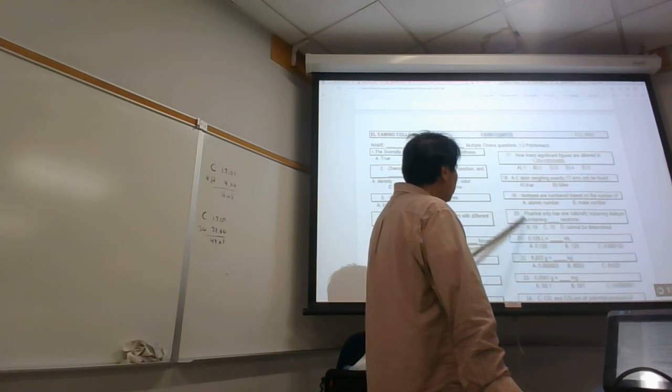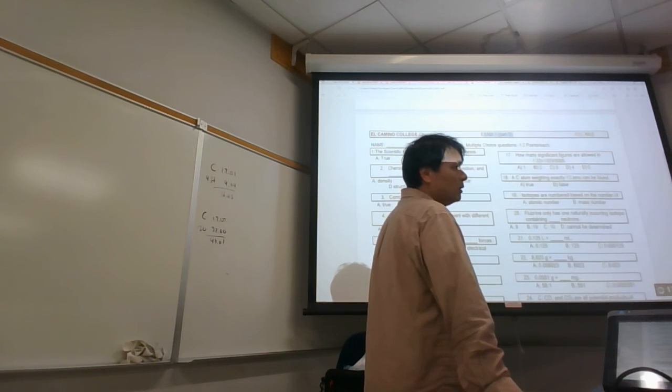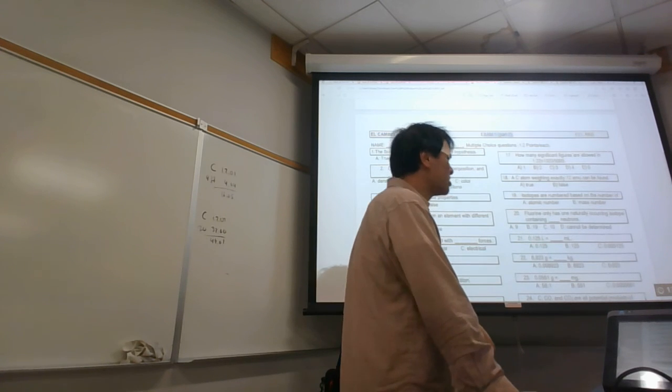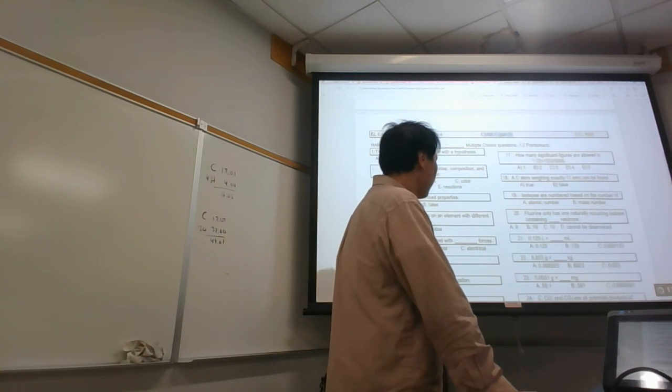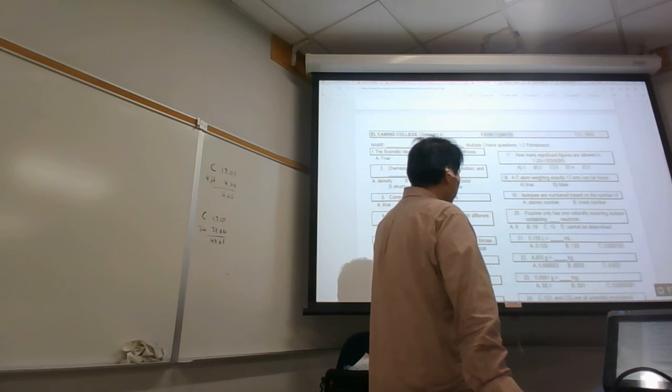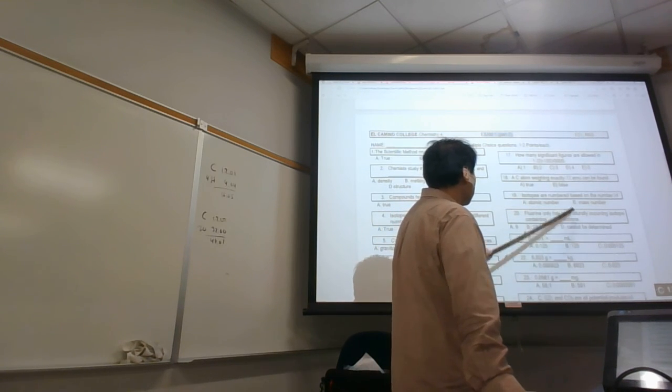19. Are isotopes numbered based on the atomic number or the mass number? The mass number. So oxygen 16, oxygen 17, oxygen 18. All the isotopes will have the same atomic number, but different mass numbers.